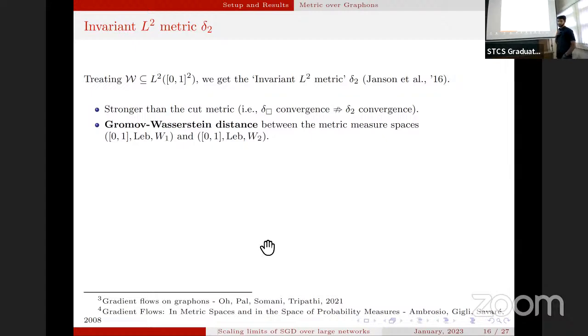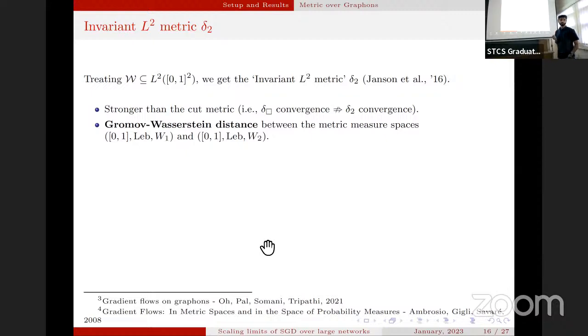So, okay, this is another metric, and it turns out that this metric is strictly stronger than the cut metric. That is, graph convergence need not imply convergence in delta 2, the invariant delta metric. For example, the Wasserstein graphs don't converge to anything, because of the variance component. If you're subtracting A_ij and B_ij, whatever coupling you do, because they're independent, you will always have the variance component in the term.